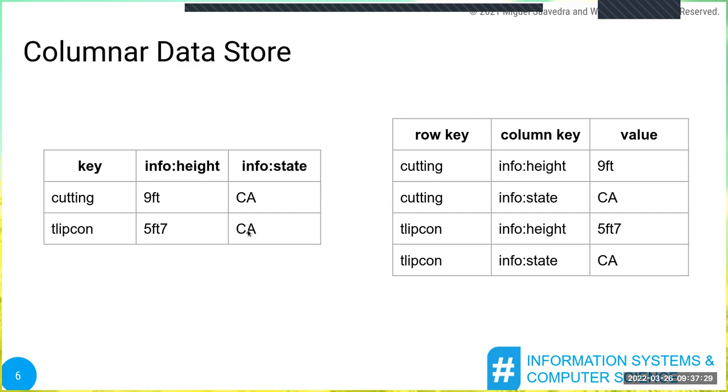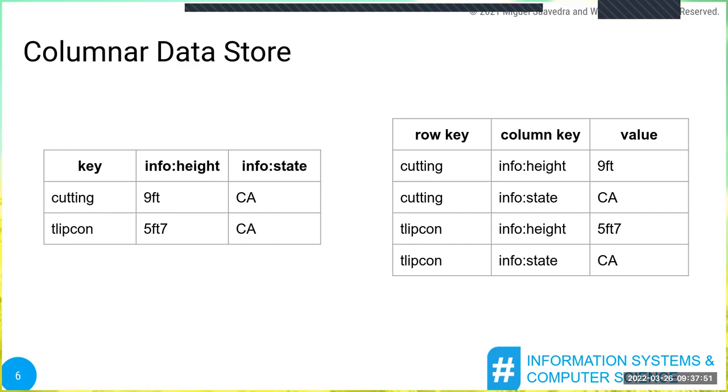But in order to store that in a columnar data store, you can't store it in this manner because you only have a key and a value, right? So here you can have multiple keys. In this case, you have a row key and a column key, and you have the value. So this is how you can, quote unquote, simulate a tabular data store in a columnar database.